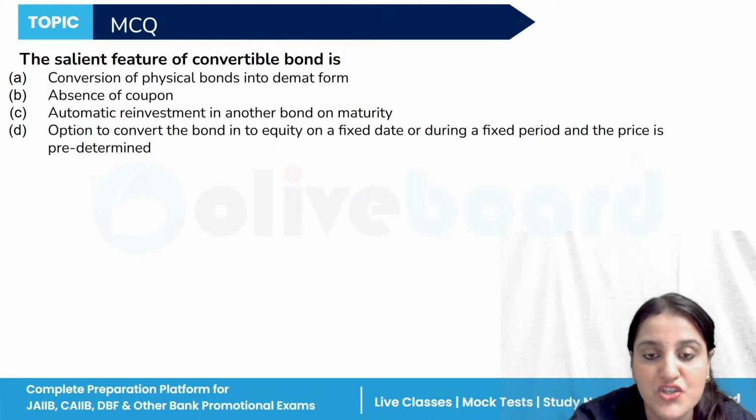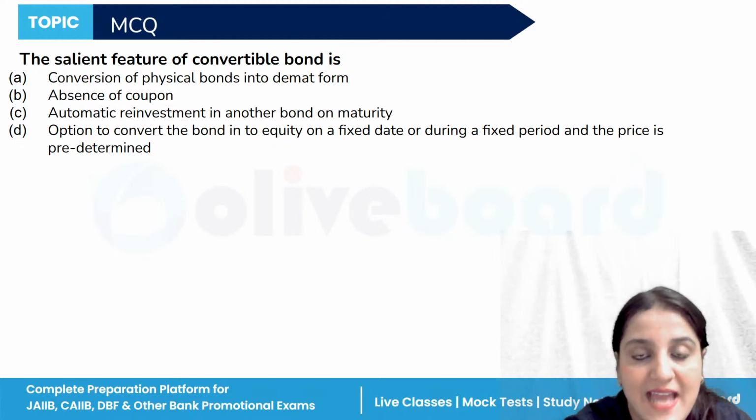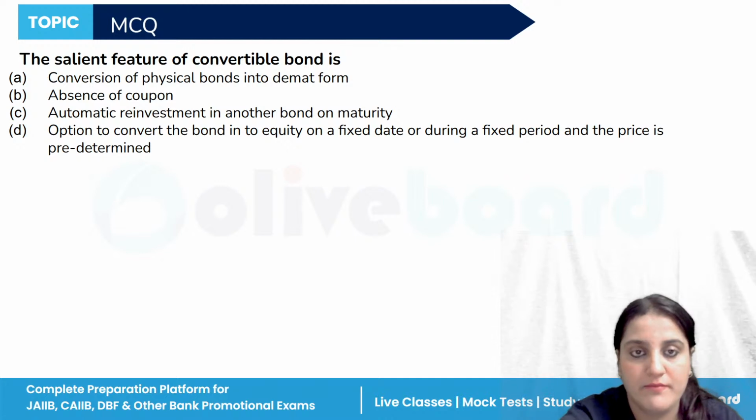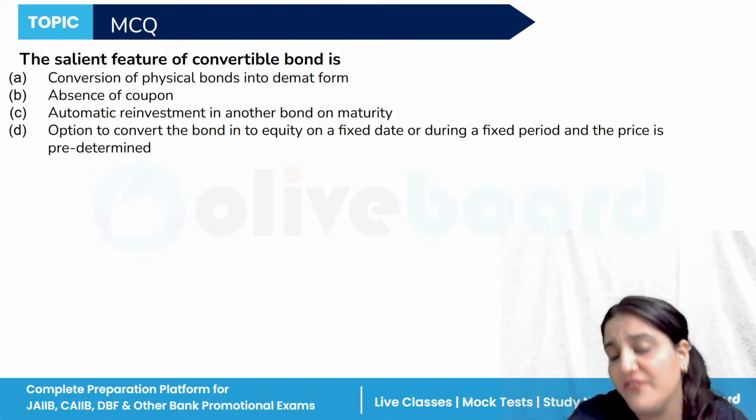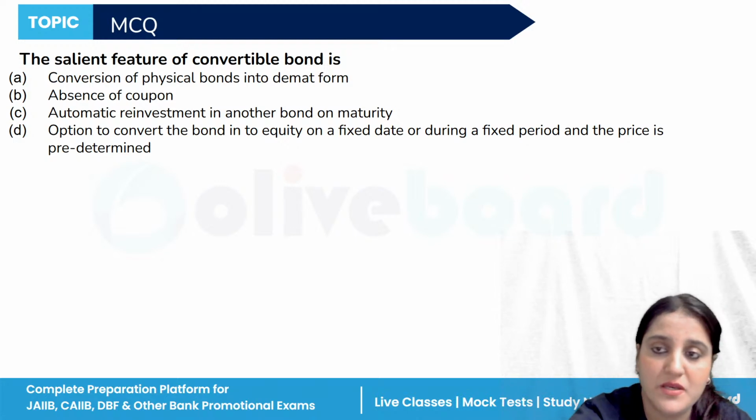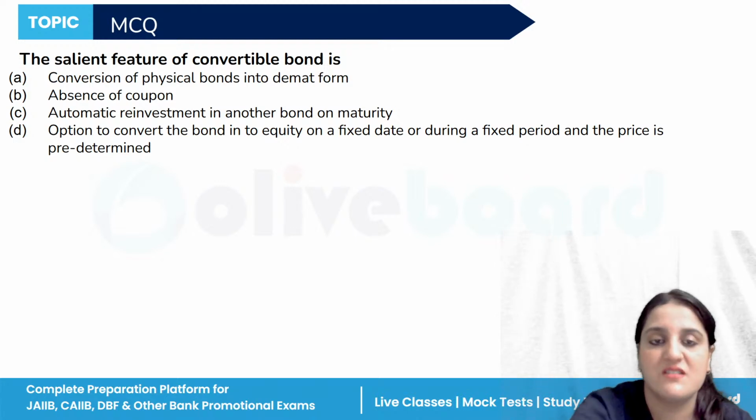And the salient feature of a convertible bond. What can be the salient feature of a convertible bond? Basically, the option to convert into equity on a fixed date or during a fixed period, and the price is predetermined.